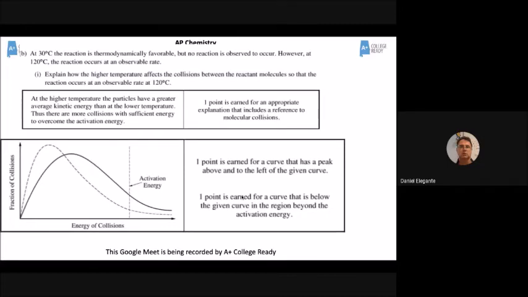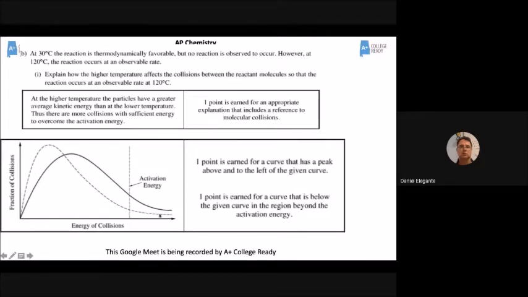As long as you're talking about an appropriate explanation, and remember, the readers are going out of their way to give you points, but you have to connect that higher temperature means greater average kinetic energy and thus more collisions. You've got to connect the temperature with the kinetic energy. That's 1 point. And then down here, you get 1 point for a peak that is above and to the left. It doesn't matter that your graph looks exactly like this, as long as your curve, the dotted curve, is smushed over to the left, is higher than the existing curve, and to the left of the existing curve, you get 1 point.